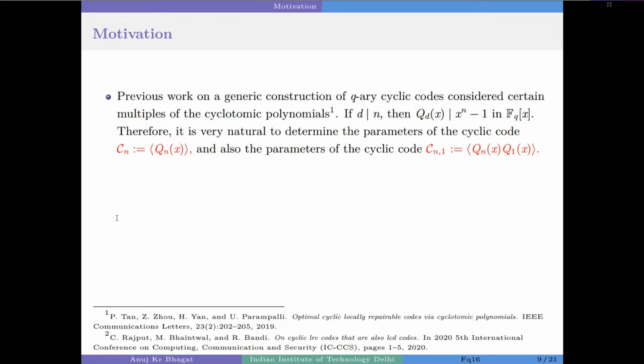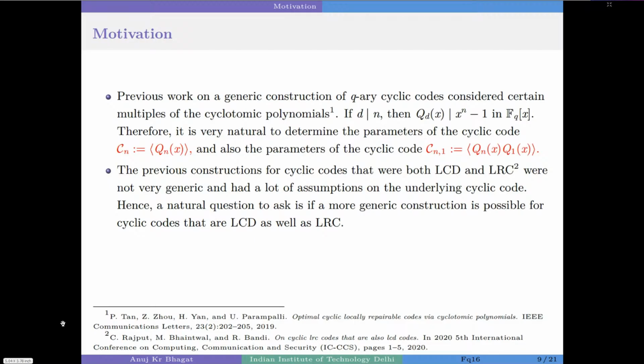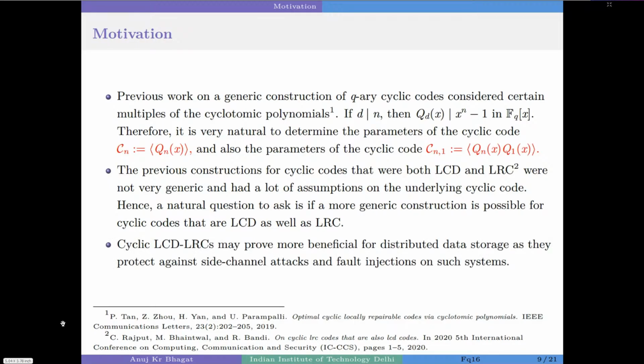But if d is a divisor of n, then Q_d(x) is a divisor of x to the power n minus 1 in F_q[x]. So it is very natural to ask about the parameters of the cyclic code generated by Q_n(x). I have also considered another family of codes generated by Q_n(x) times the polynomial Q_1(x). So this was the first fundamental question which can be asked, and I'll talk about this a bit later.